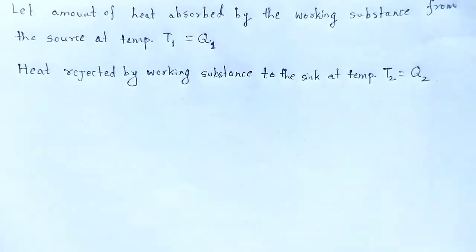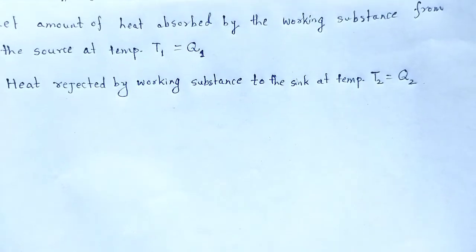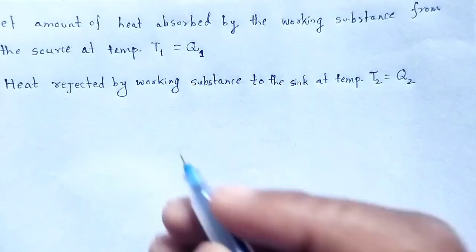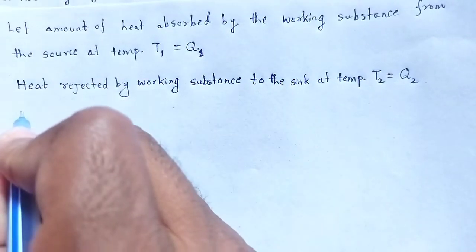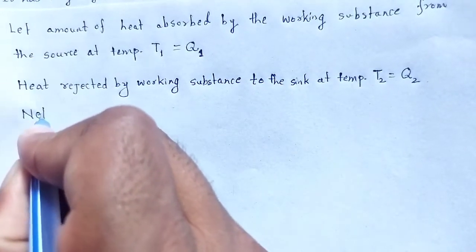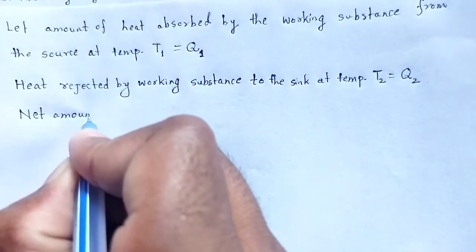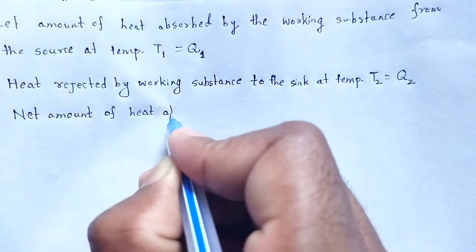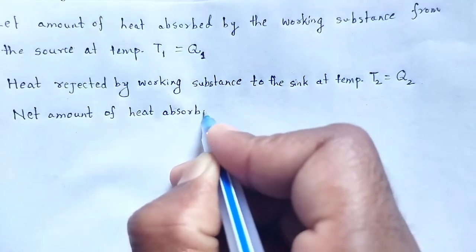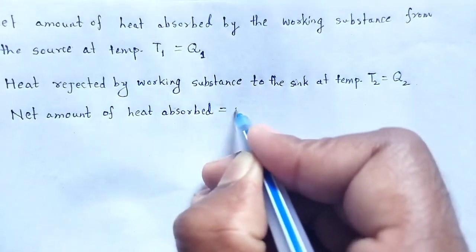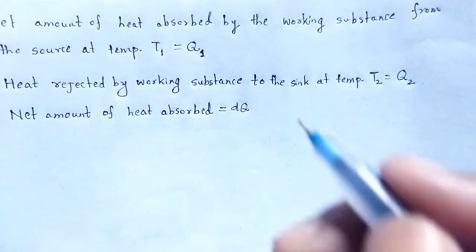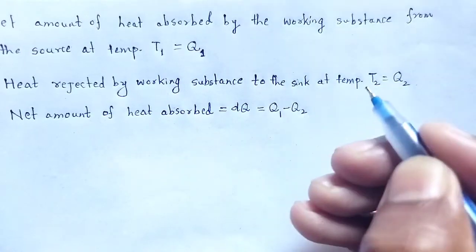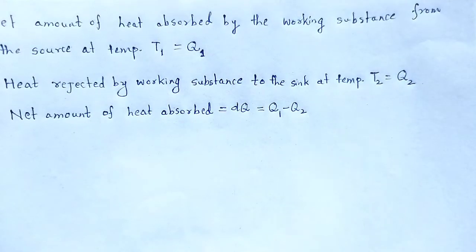Now the net amount of heat absorbed, let dQ, is Q1 minus Q2. That is the net amount of heat absorbed.